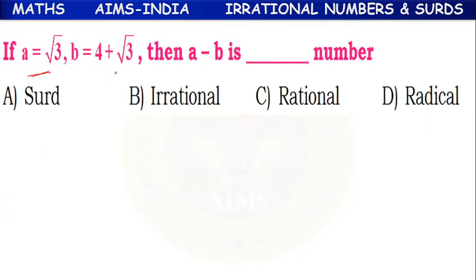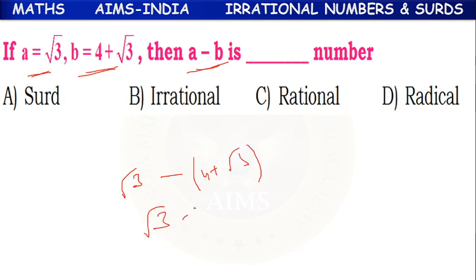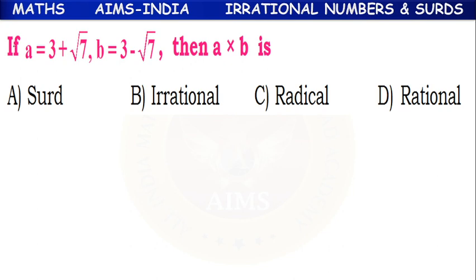A root 3, B 4 plus root 3. Then what about A minus B? A minus B is root 3 minus of 4 plus root 3. As we remove the bracket, both the terms' signs will change. Root 3 minus 4 minus root 3. Root 3 cancels. Minus 4. Minus 4 is a rational number.